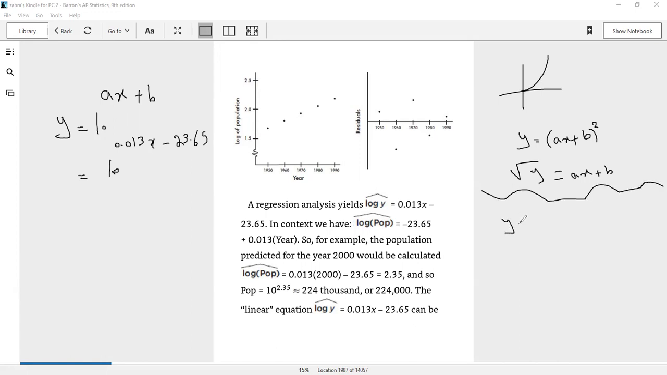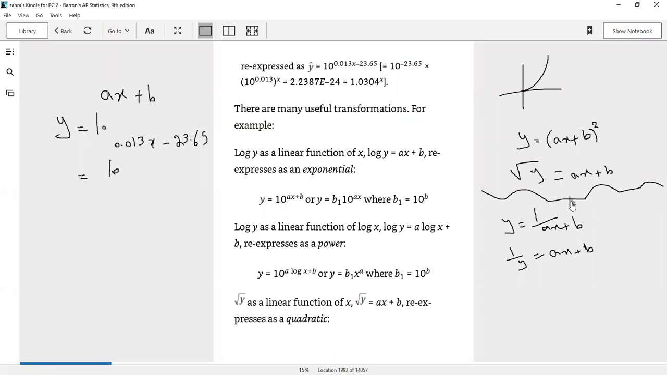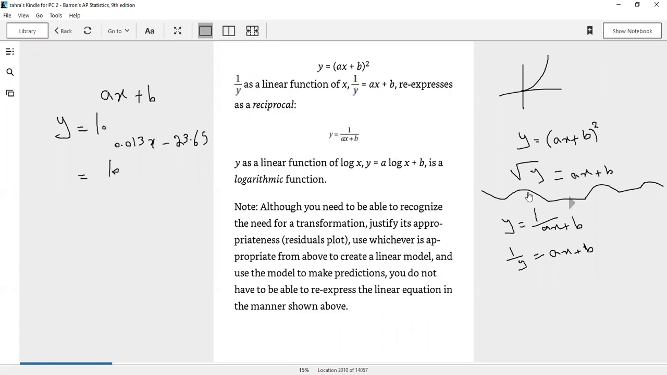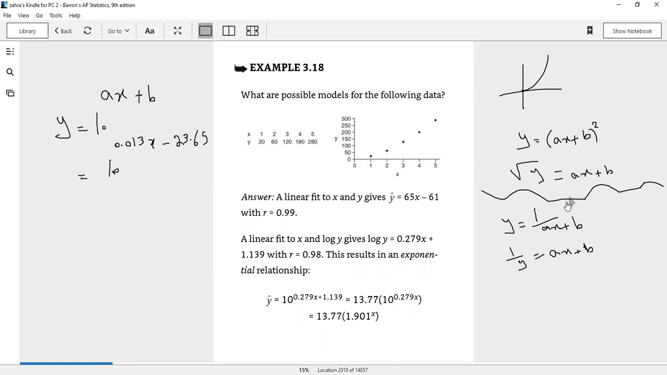Or it could be this model, y equals 1 over (ax plus b). You know what to do: just put 1 over y is equal to ax plus b. You transform your y value as 1 over y, and then you get your new data, find the best fit line, and then you write back your equation of the best fit. So this is the way that we can find the equation of the best fit line with these methods.